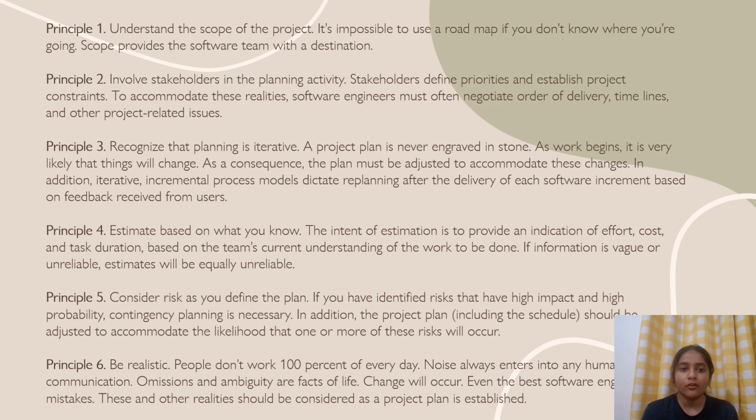Principle 2: involve stakeholders in the planning activity. Stakeholders define the priorities and establish project constraints to accommodate their realities. Software engineers must often negotiate order of delivery, timelines, and other project related issues.